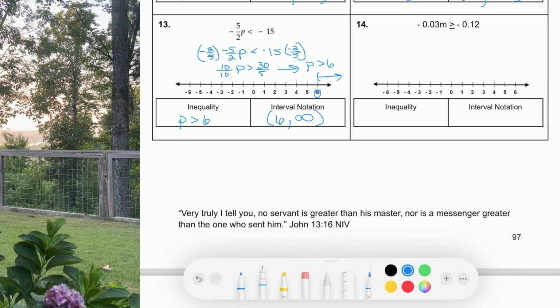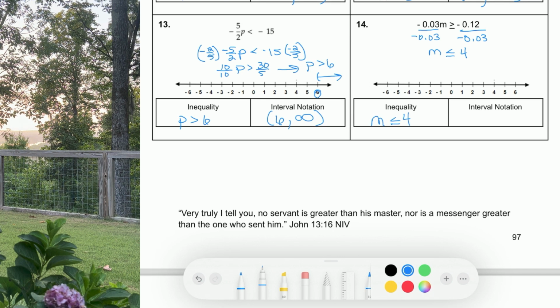Number 14. We have a decimal, and we're going to divide just like we would if it was a whole number. So I'm going to divide both sides by negative 0.03. Now, since we're dividing by a negative number, our inequality is going to flip. We're going to end up with m is less than or equal to 4.